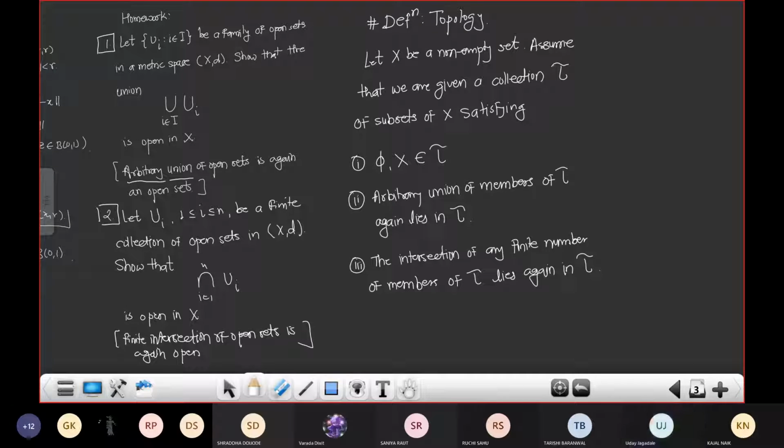Such a collection tau is called, there can be more than one topology, a topology on X. It is called a topology on X, and we denote it by this notation for a topological space. X with this collection is known as a topological space. This is a topological space. Please read the definition.